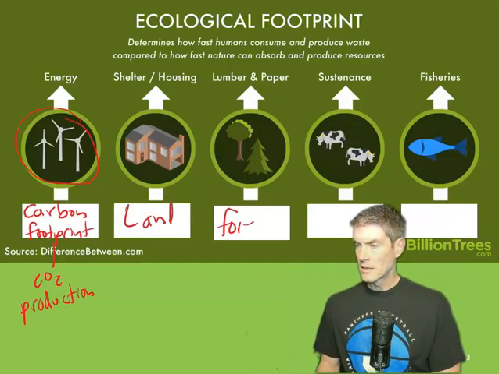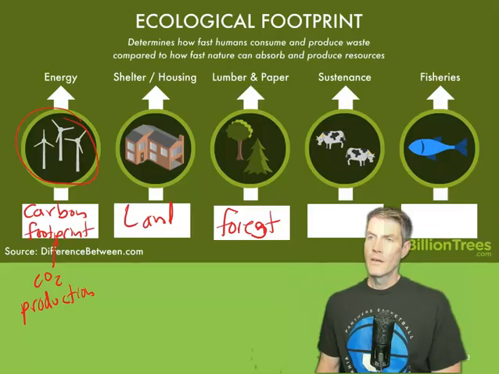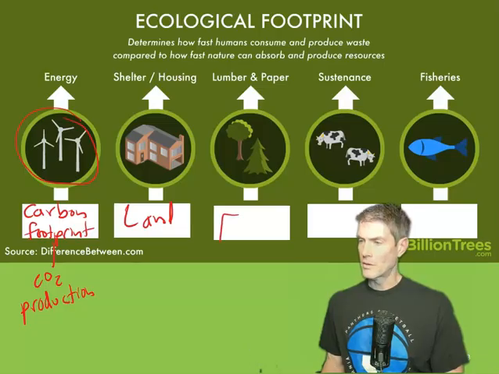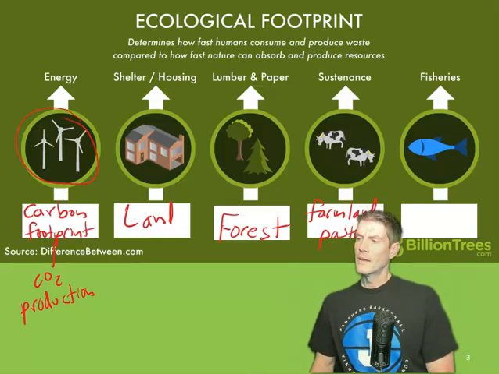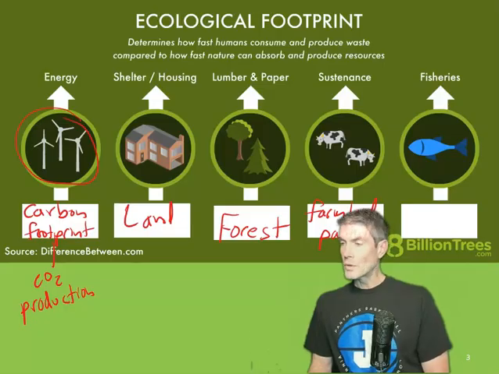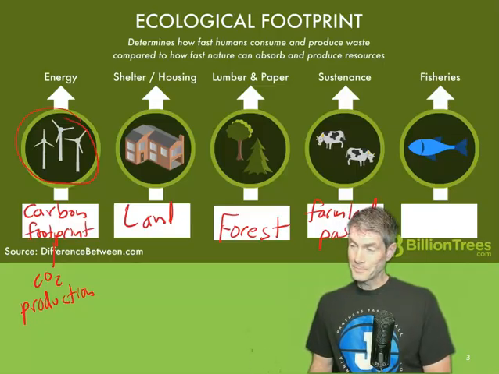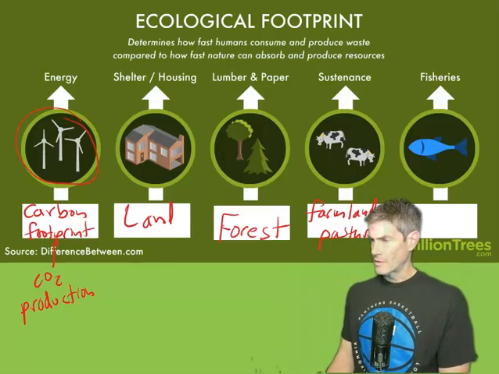Forest resources. For lumber and paper, the vast majority of things are built with wood structures and so forth. And then we have farmland and pastures, where we raise our food, hopefully less meat, more plant-based diet, and then oceans and rivers where our fisheries are.